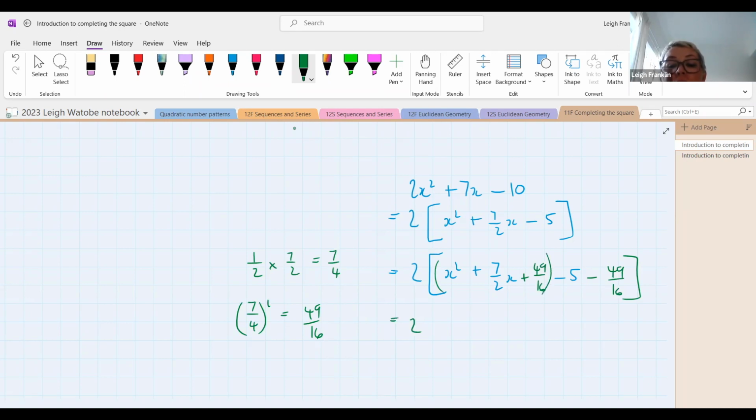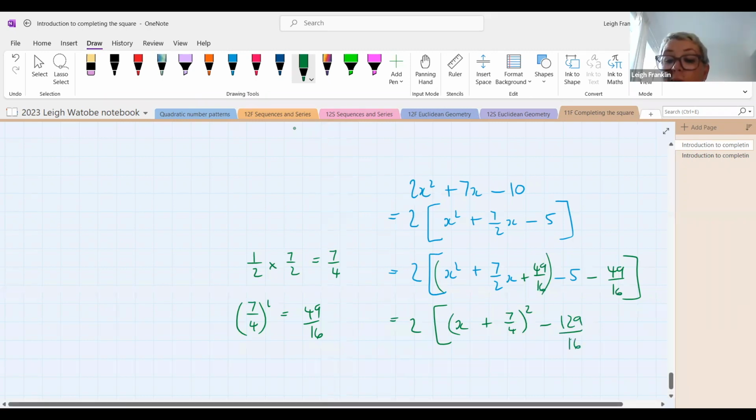So this gives us 2 times x plus 7 over 4 squared. And then minus 5 minus 49 over 16 leaves us with negative 129. Sorry, because I'm just making this up, so that's why these numbers are horrible.